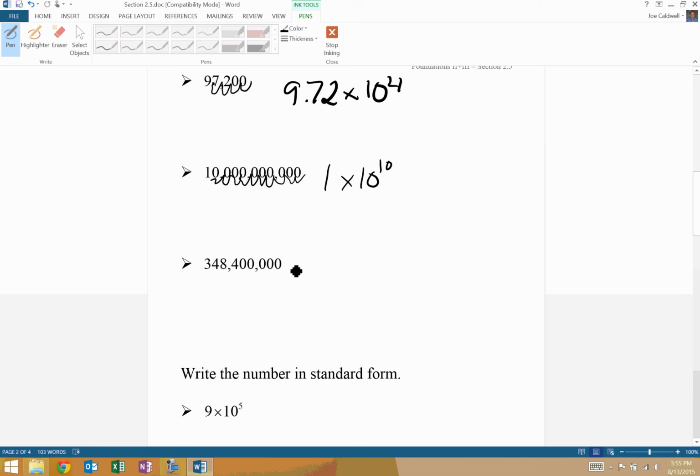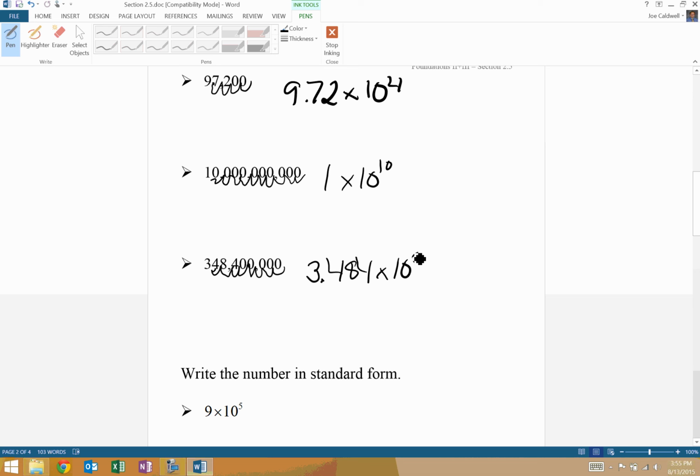Okay? 1, 2, 3, 4, 5, 6, 7, 8. Include all non-zero numbers. That would be 3.484 times 10 to the 8th.